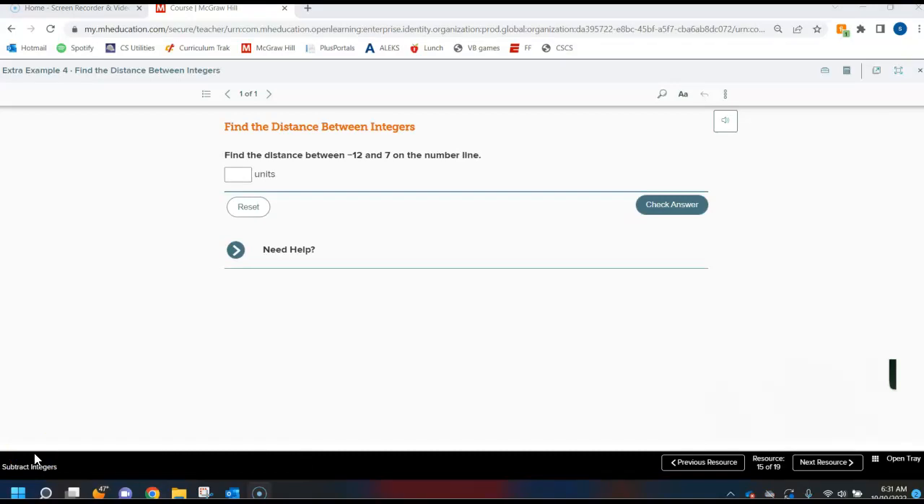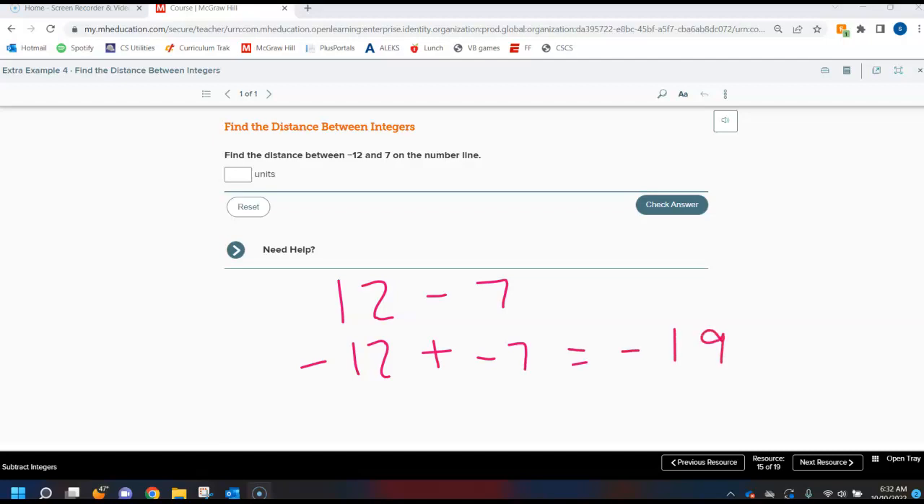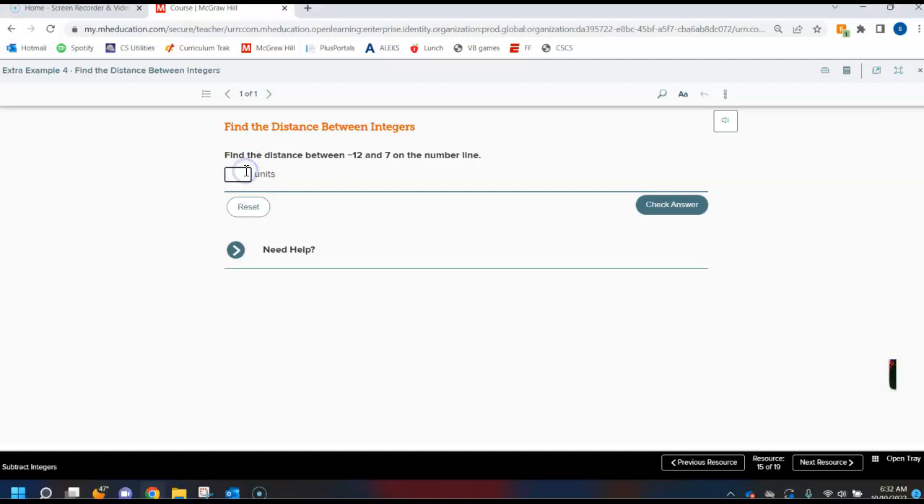And just really quick, so that this doesn't take too much longer of a video, we want to find the distance between negative 12 and 7. So again, we can just subtract those two numbers, negative 12 minus 7, which would be negative 12 plus negative 7, to give us negative 19. And again, you can pause this at any time if I'm going too fast and rewatch this. But the absolute value of negative 19 is positive 19. So our final answer for this one is positive 19.